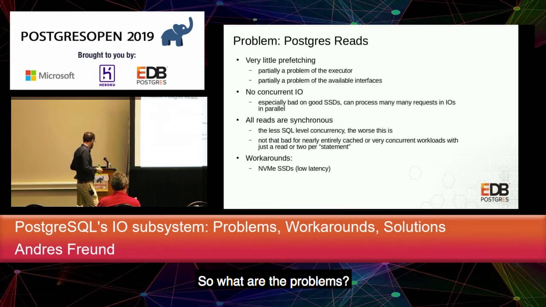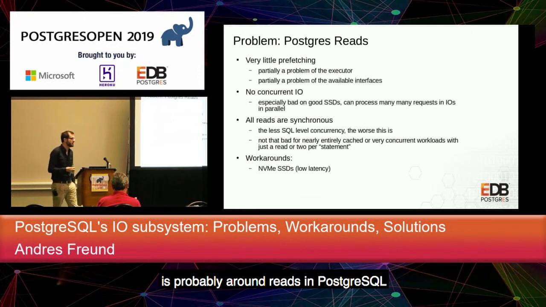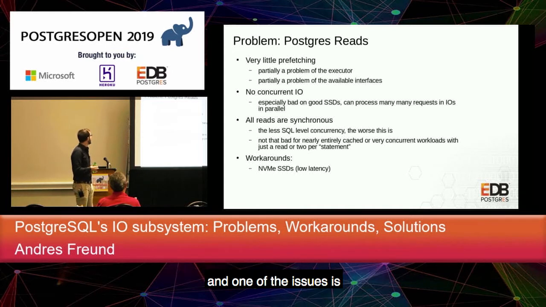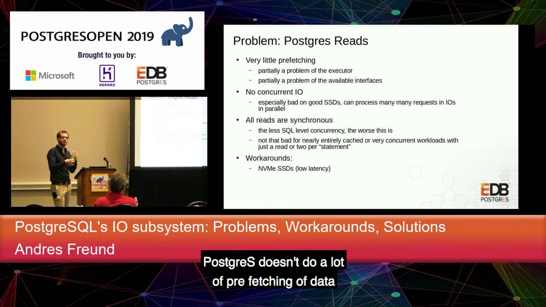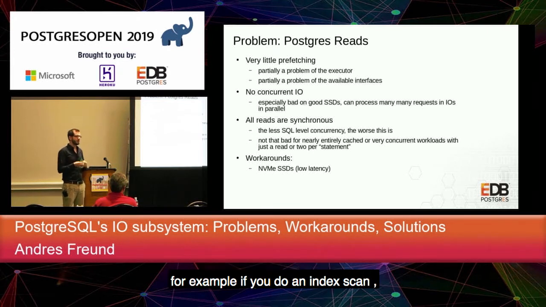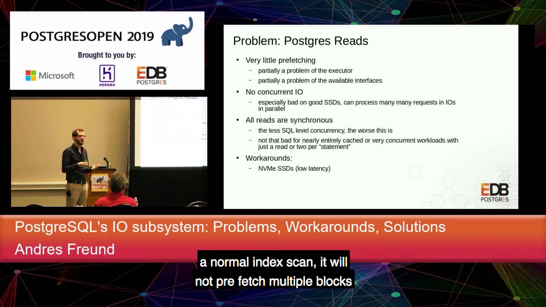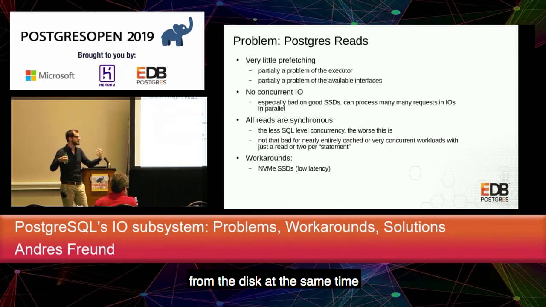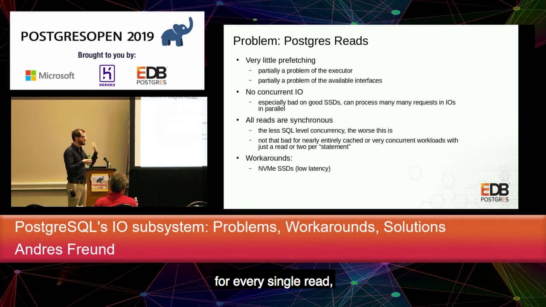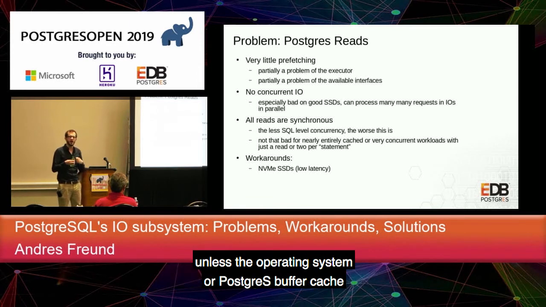So what are the problems? I think the biggest problem is probably around reads in PostgreSQL. And one of the issues is that Postgres doesn't do a lot of prefetching of data. For example, if you do a normal index scan, it will not prefetch multiple blocks from the disk at the same time before actually needing it, which means that we'll always wait for every single read. We have to wait before we can continue processing, unless the operating system or Postgres buffer cache has that data already cached.